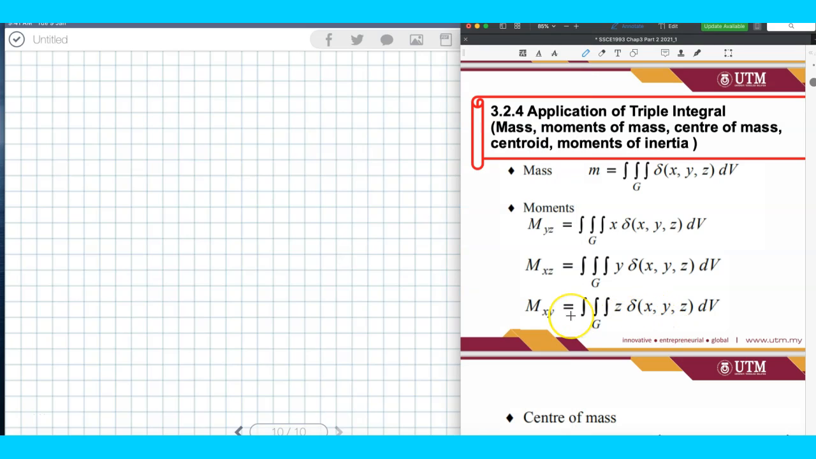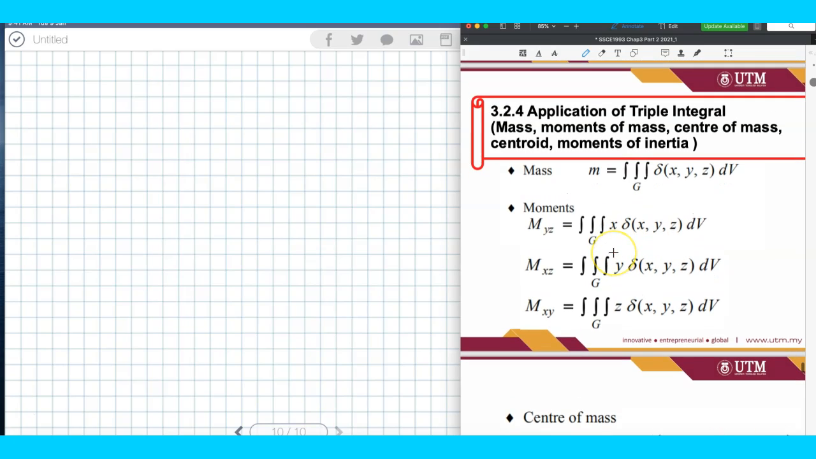So next we move to the application. We have looked at an example about using spherical coordinates, finding the volume using spherical coordinates. So now we look at another application of the triple integral.